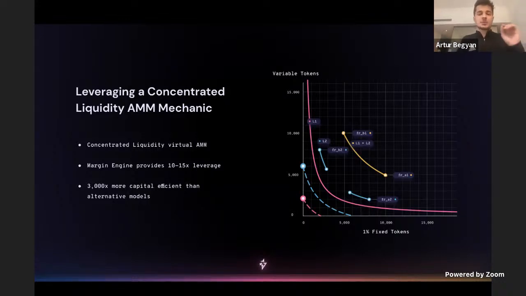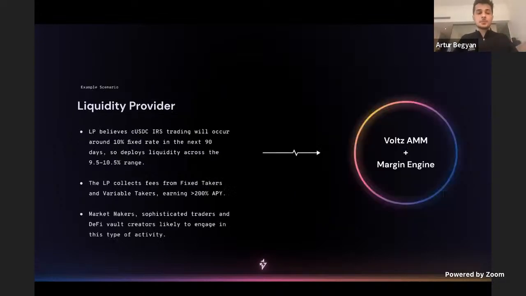But in order to achieve this result, you need to be able to pick ranges which have balanced trading volume from both sides of the market, so fixed takers and variable takers. And in that scenario, you will be able to find this double coincidence of wants and link fixed takers and variable takers while generating fees from their trading activity.